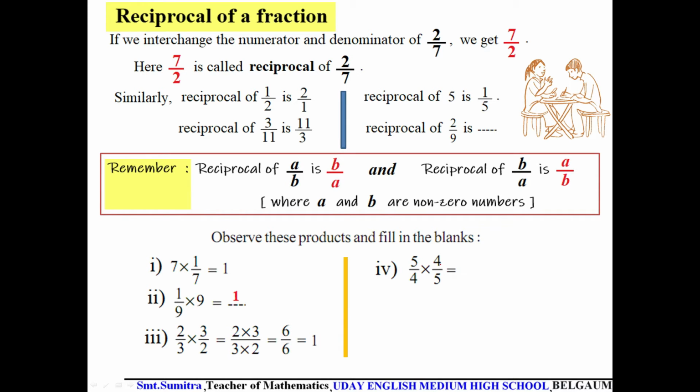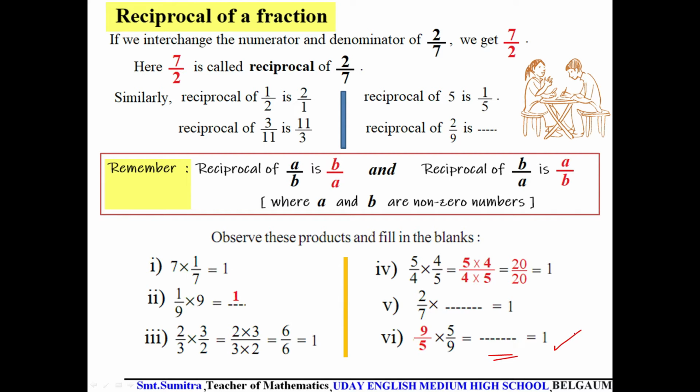5 by 4 into 4 by 5. Try to answer. This is 20 divided by 20. 2 by 7 into some number is 1. So nothing but here we have to write its reciprocal. What is the reciprocal of 2 divided by 7? It is 7 divided by 2. 2 into 7 is 14 divided by 14, and these two get cancelled, giving rise to 1. Try to answer this. These are very simple questions, examples on reciprocal of a fraction.